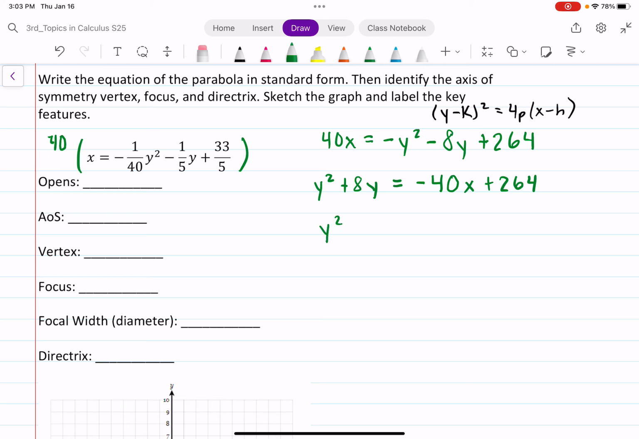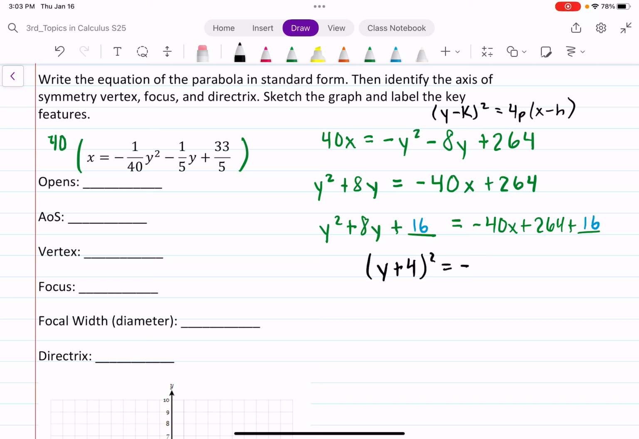So if I do that, in this case I don't have to factor anything out, so I just leave a blank. And I'll put a blank on the other side. Now remember, it's b divided by 2 squared. Half of 8 is 4. 4 squared is 16. And I'll add that to the other side as well. And so then, complete the square. 2 factors of 16 that add to give you 8 are 4 and 4.